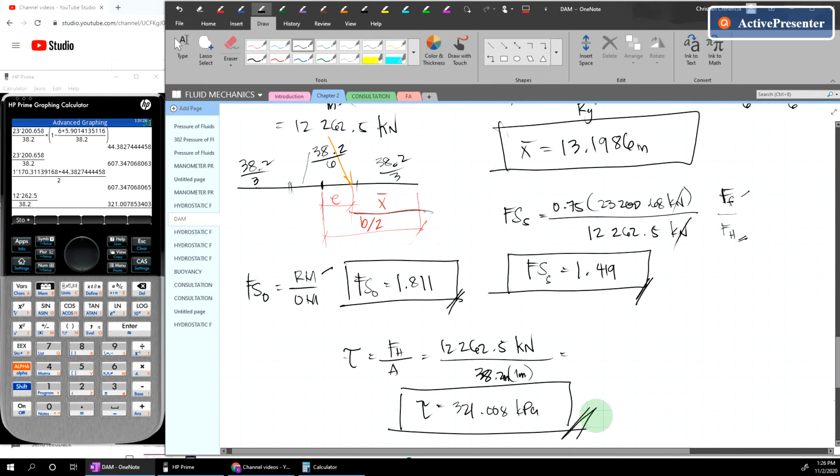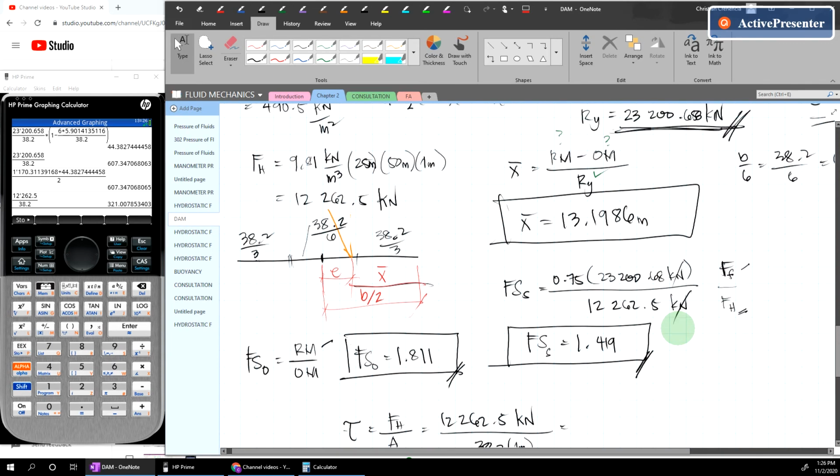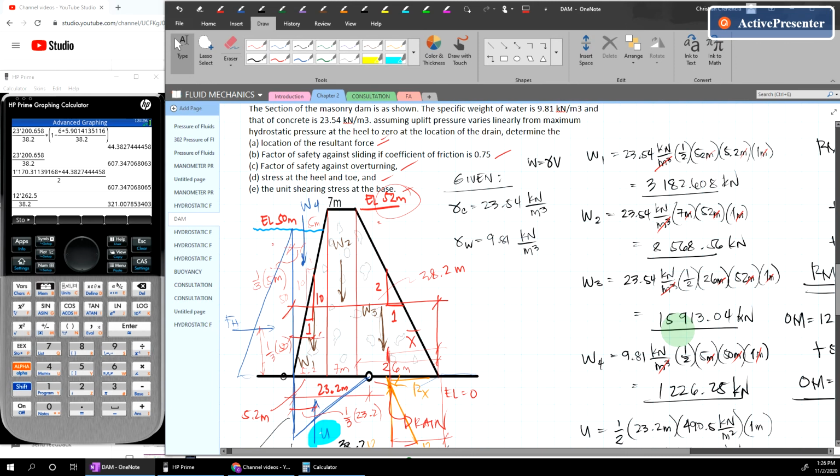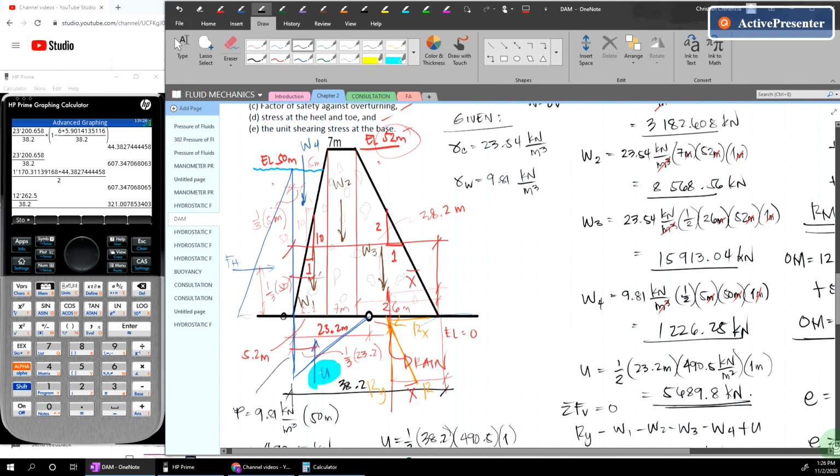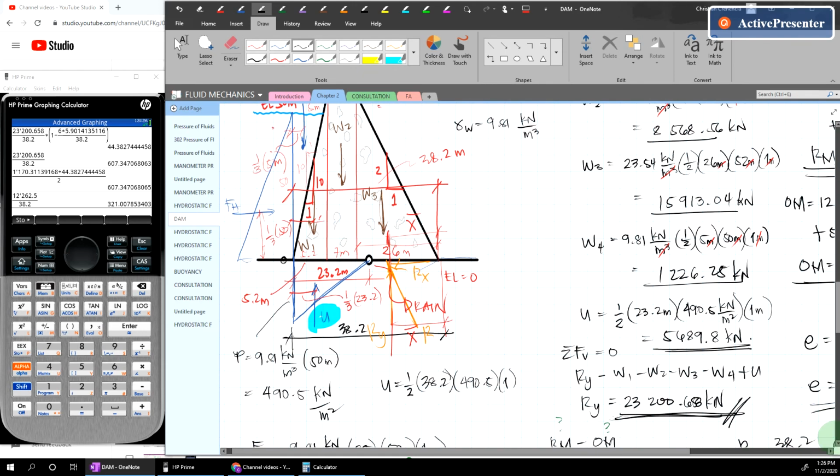Okay. So, yun lang about this example. So, madali lang naman siya kung tutusin yung problem ng dam. So, you have to identify lang yung mga direction ng mga weights, mga downward forces, okay, mga vertical forces. So, downward forces yung mga weights, and meron tayong uplift force. Then, yung horizontal force natin is yung hydrostatic force or vertical projection nung face nung dam.